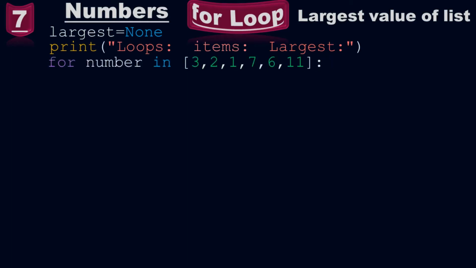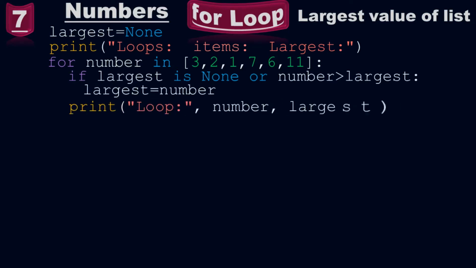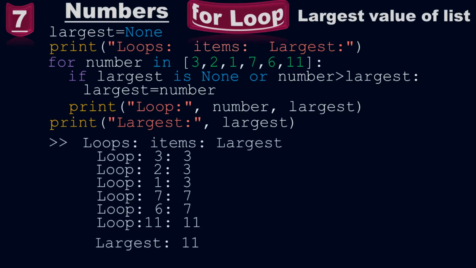And then for number in 3, 2, 1, 7, 6, 11, if largest is none or number is greater than largest, then largest equals to number. Print loops inside the double quotes, comma, number, comma, largest, and take print of largest inside the double quotes, comma, largest. When you run it, you will get this output. This will be the final output. This is the answer for this program.